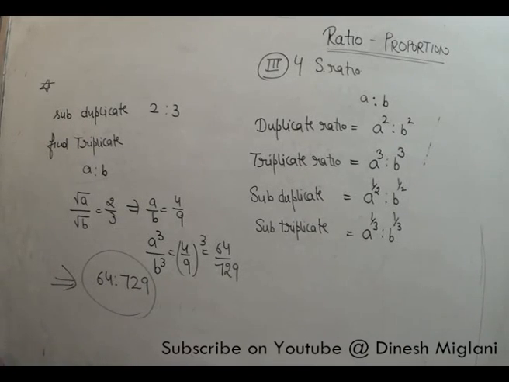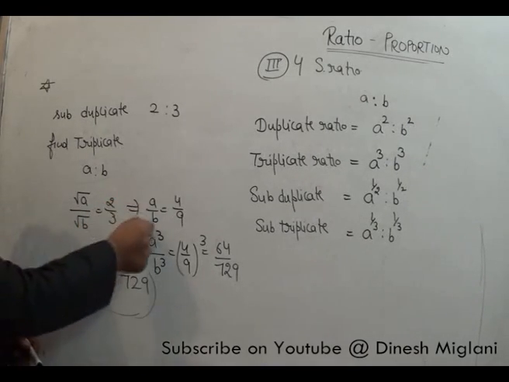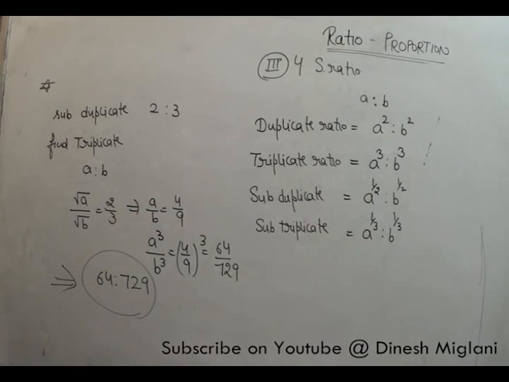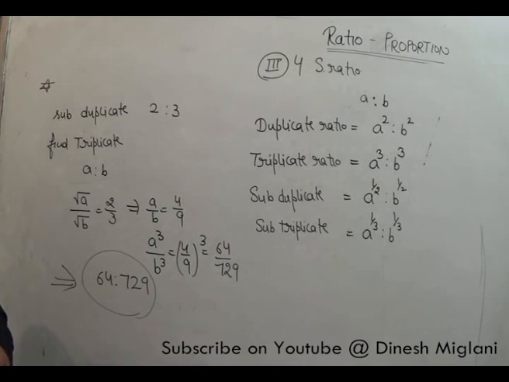What is given to us? Subduplicate is 2 ratio 3. I have to find the triplicate. I know that if the ratio is A ratio B, this is the subduplicate ratio, so A by B becomes 4 ratio 9. And I have to find the triplicate ratio, so I have to take the cube. That would be A cube is to B cube, that is 4 upon 9 cubed, and my answer is 64 upon 729, that becomes my answer.